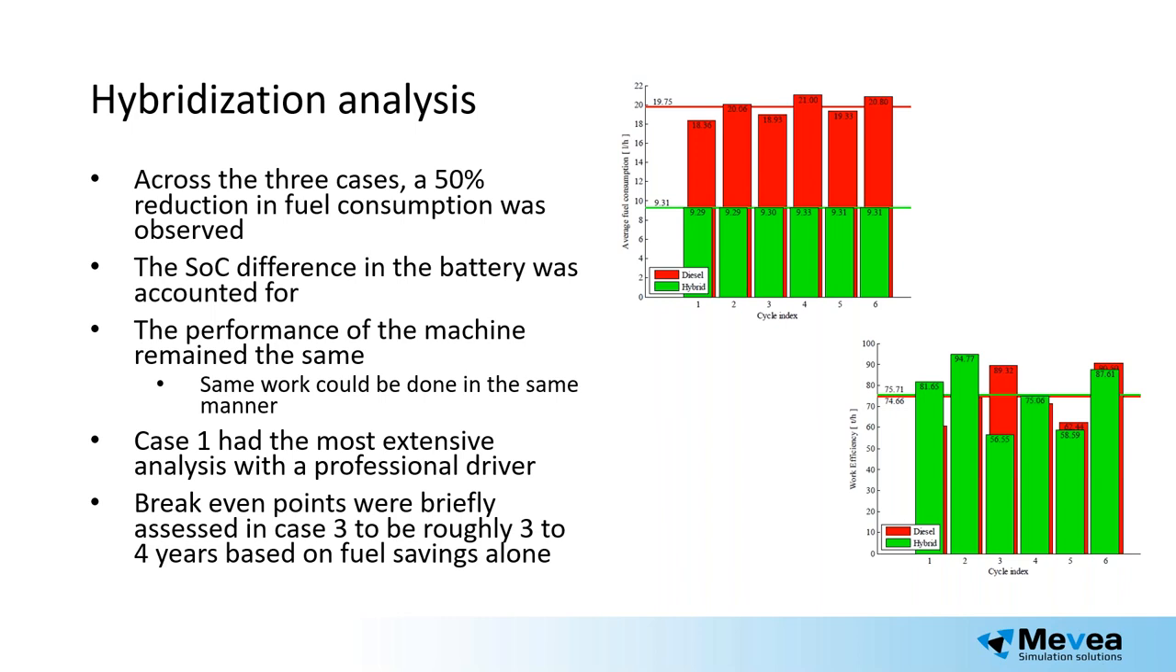And naturally, when we have a battery included in the series hybrid driveline, the state of charge difference in the battery needed to be accounted for, because from the start to the end, we couldn't always guarantee that the state of charge would be at exactly the same spot. We tried to aim for it, but the differences were accounted for to eliminate this one place that the fuel consumption could be hidden in.